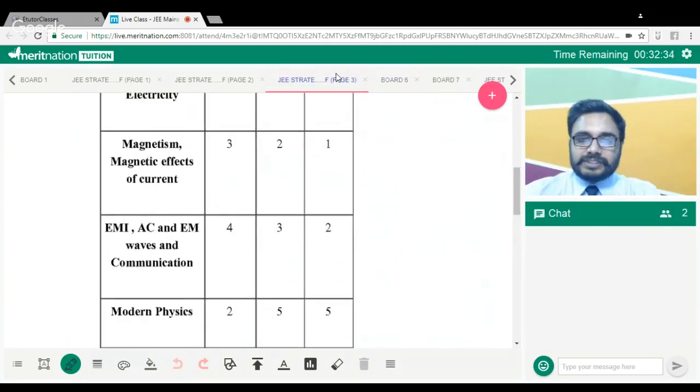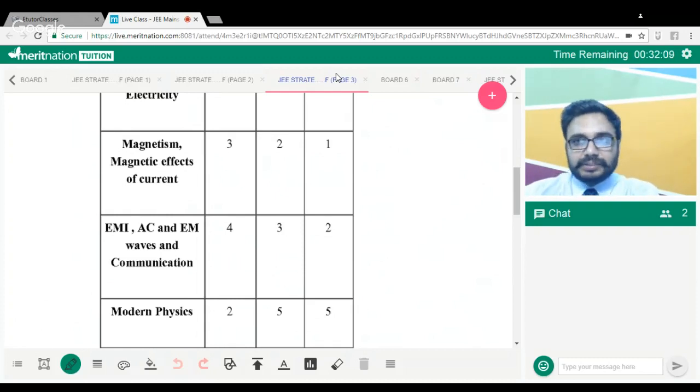Then, magnetic effects of current. Current is the movement of charge, and so due to current, a magnetic field will arise. So due to that, we should know how to find the magnetic fields, etc. After that, we have electromagnetic induction, alternating current, electromagnetic waves, and communication. So EMI and AC are the important ones among these.